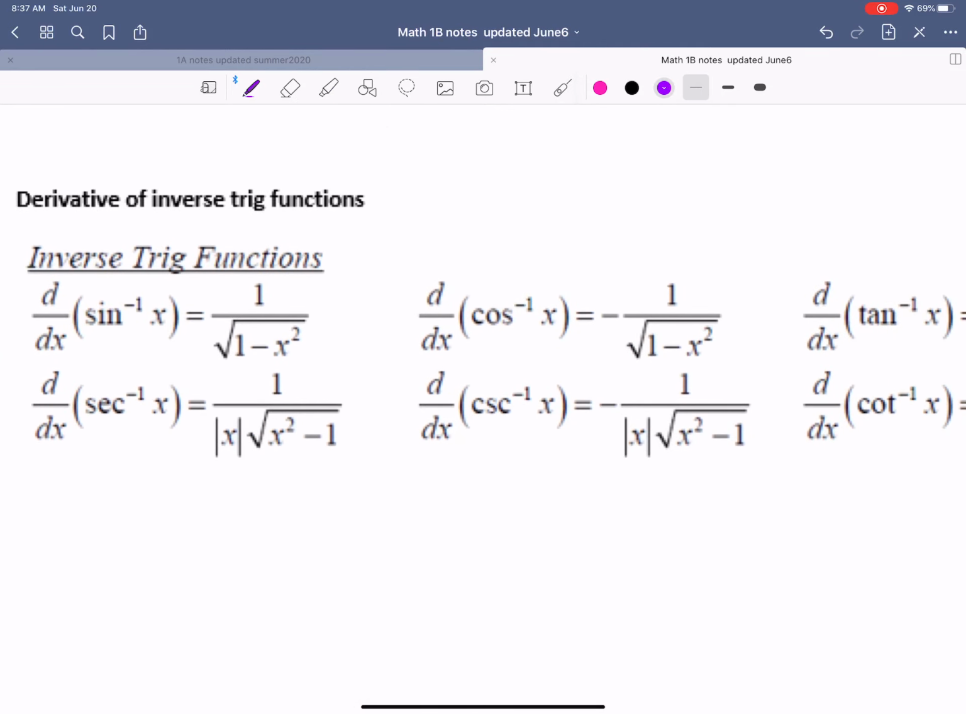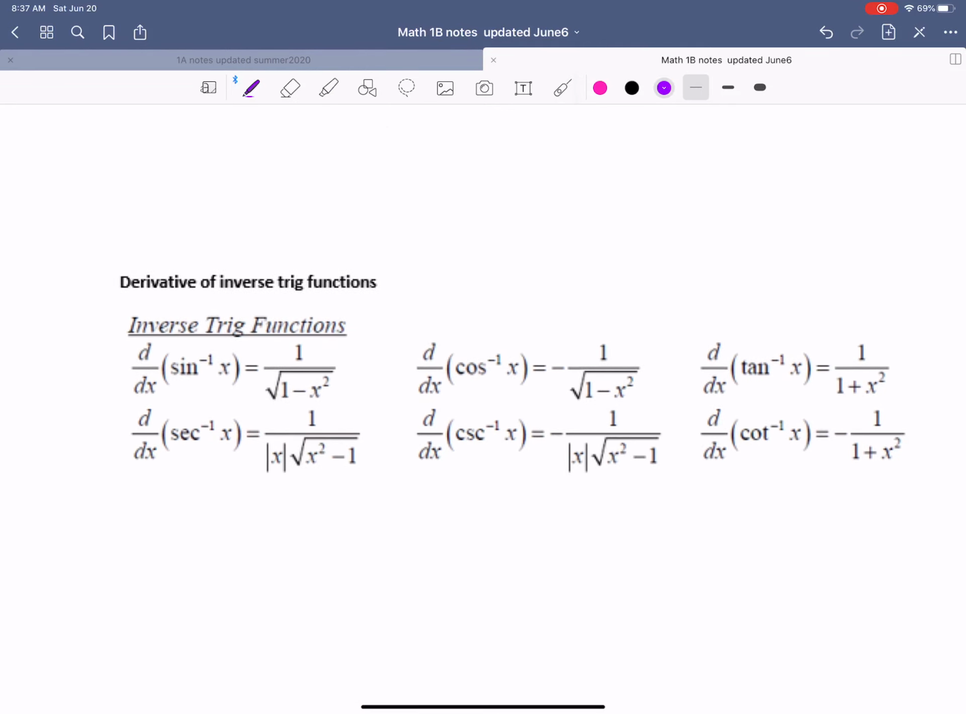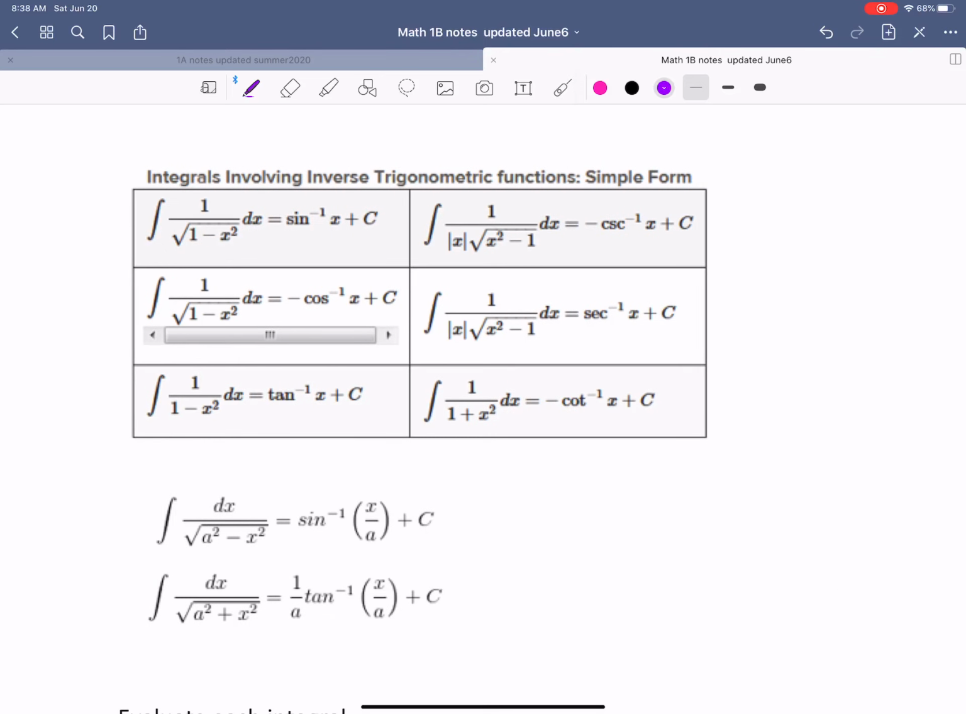Okay, here are the derivative of inverse trig function formulas, and backwards would be the integration formulas, so make sure you remember all of these. If you do the integral of 1 over square root of 1 minus x squared dx, that would be sine inverse x. So remember all these basic inverse trig derivative and integral formulas. I believe I have integral formulas on the next page. There we go. So they're just backwards from there.